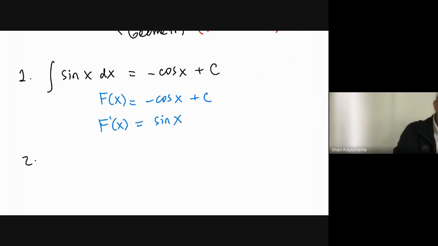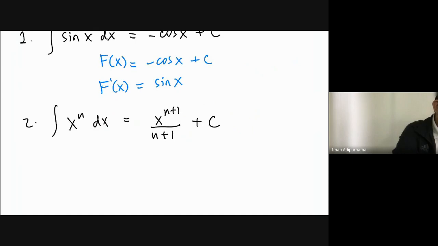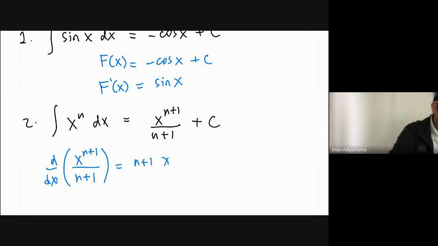And of course, if you have the power, x with power of n, we say that this is x to the n plus 1, over n plus 1, plus c. Okay? And if we check our x, it becomes n plus 1, x to the n plus 1 minus 1. It becomes x with power of n. And that's true, right?